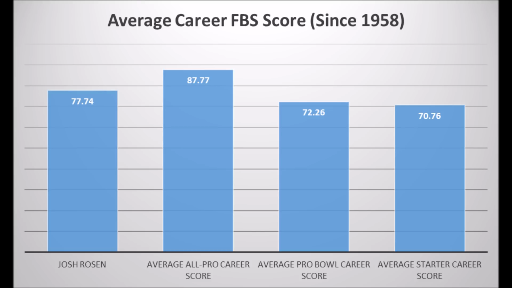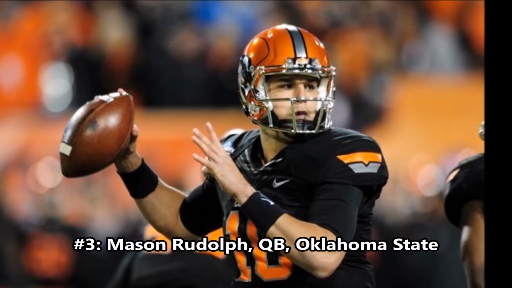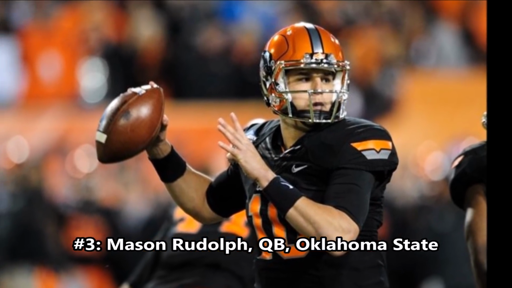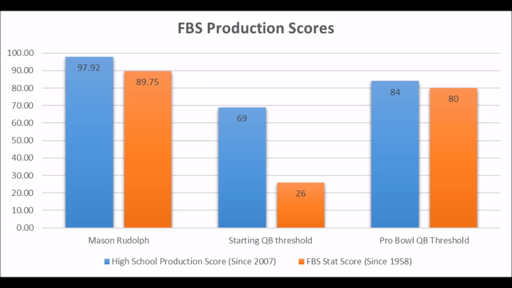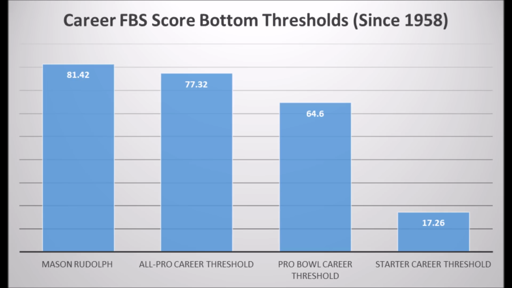And again, number 4 in this list because of Mason Rudolph at number 3. Mason Rudolph, quarterback out of Oklahoma State. Very good high school production score of 97.92 out of 100, and 89.75 in terms of his FBS production score. As you can clearly see, he hits every single threshold you're looking for in terms of starting potential and Pro Bowl potential. And the reason why Mason Rudolph is above Josh Rosen is because Mason Rudolph had an 81.42 career production score.